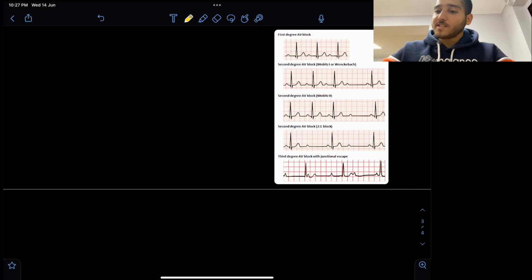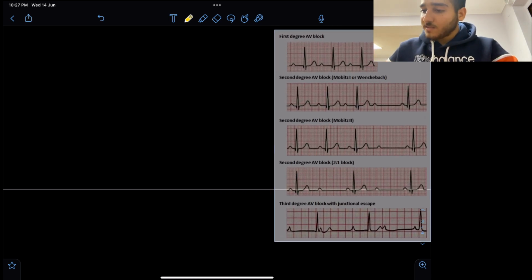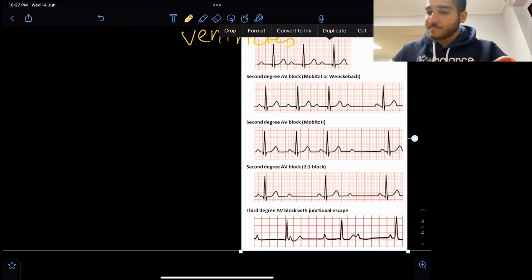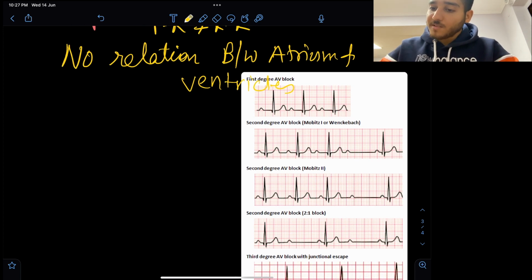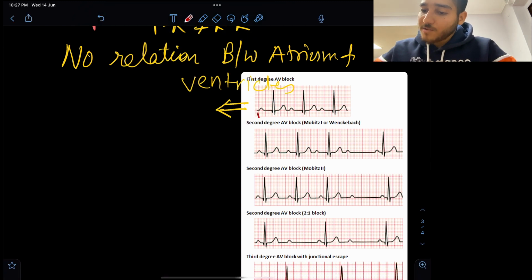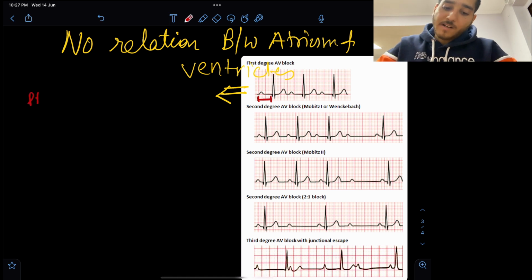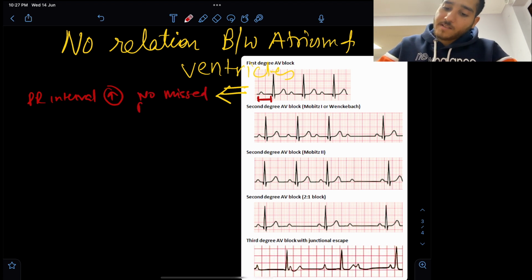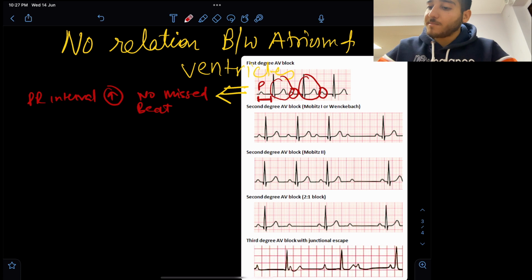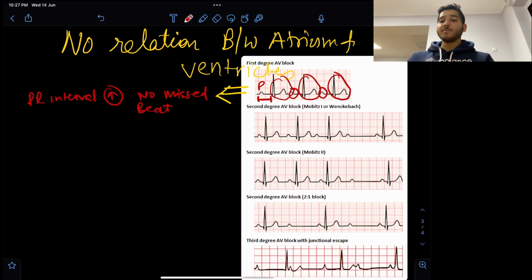So in this image, I'll zoom in. Here we can see first degree AV block. In first degree AV block there's PR prolongation, an increased PR interval, and no missed beat. P and then QRST complex, then P, then QRST complex, then P, then QRST complex. There's no missed beat here.